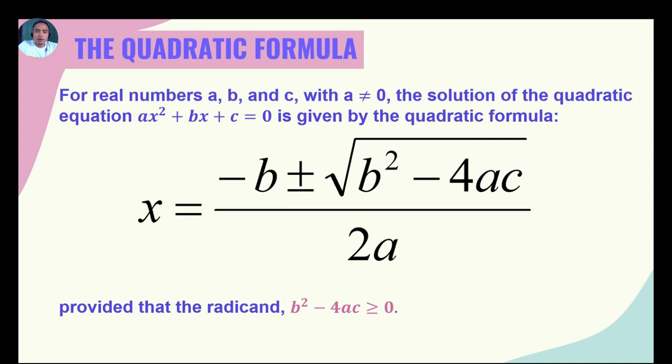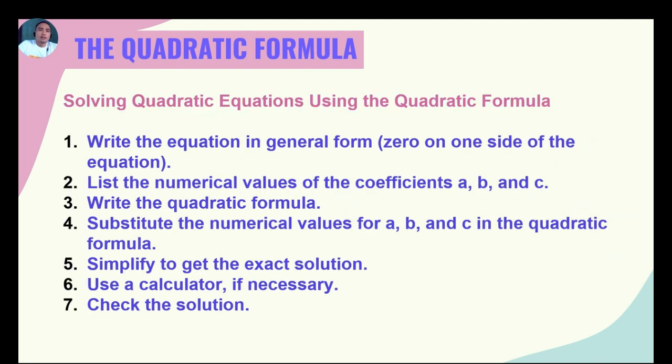So the radicand here, or our discriminant, is b squared minus 4ac, which should be greater than or equal to 0. It should not be a negative number because it will be imaginary. In solving quadratic equations using the quadratic formula, there are steps to follow.